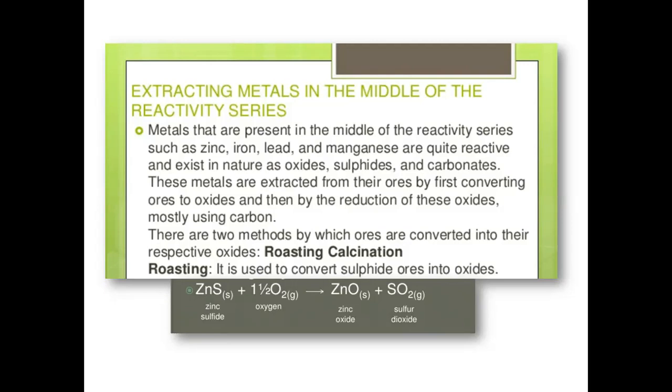Roasting is a process to convert the metal ore, basically the sulfide ore, into the oxide in excess of oxygen. For example, zinc is present in the form of zinc sulfide. When it is treated with excess of oxygen, it changes into zinc oxide plus sulfur dioxide.